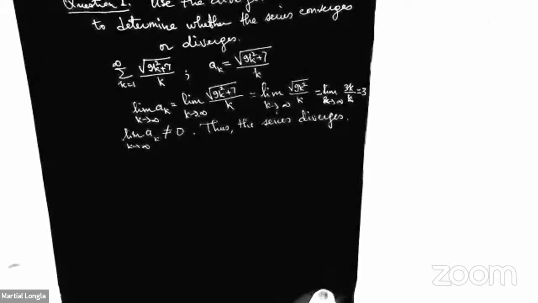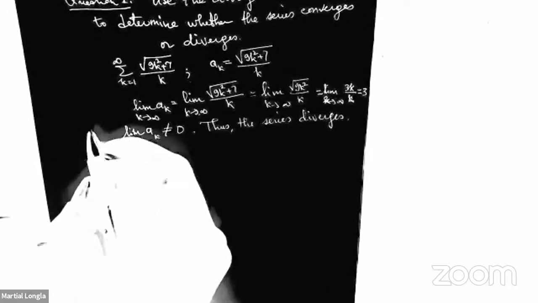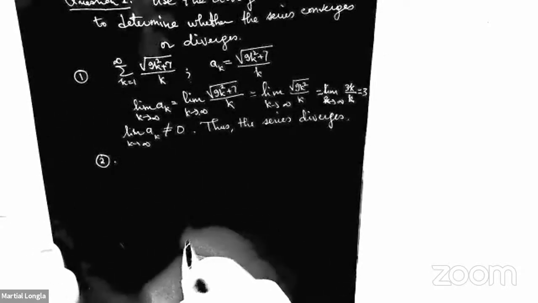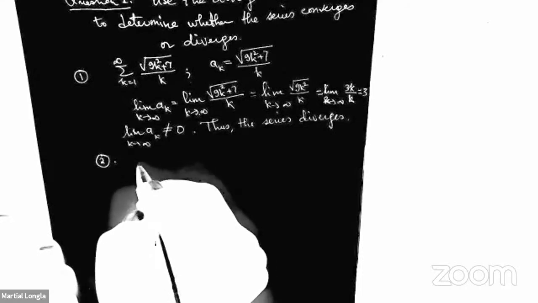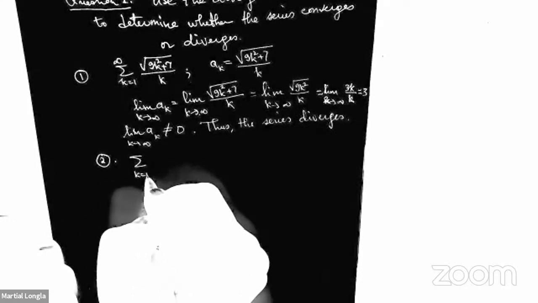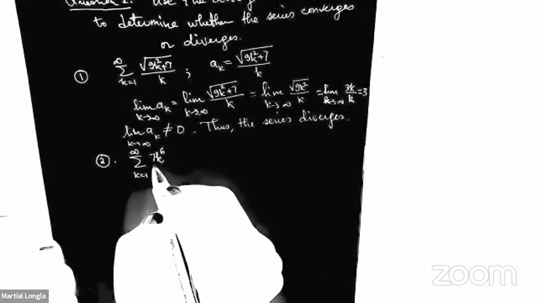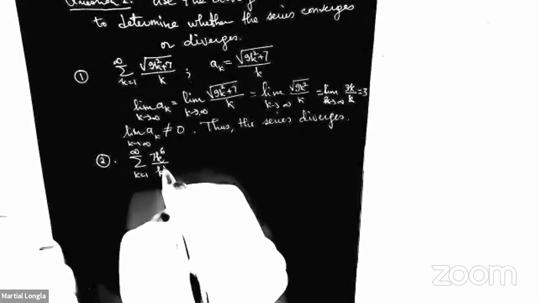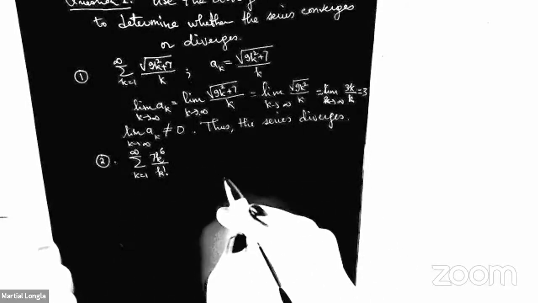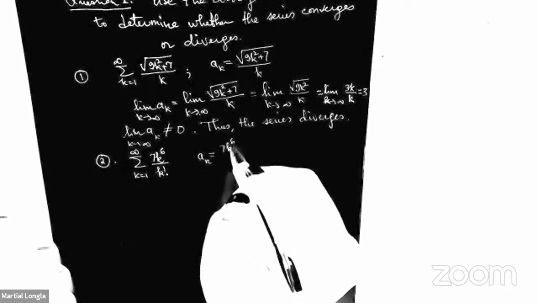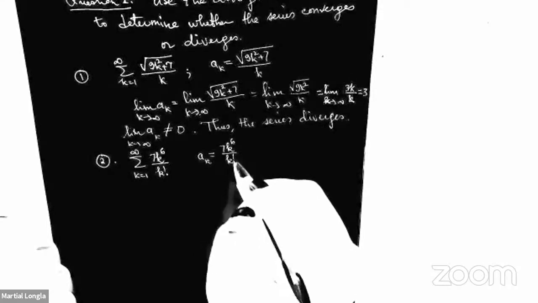A second example of the same kind, still under that question 1. Same kind of question, second example: the sum, k from 1 to infinity, of 7k to the power 6 over k factorial. You would say a_k is 7k to the power 6 over k factorial.